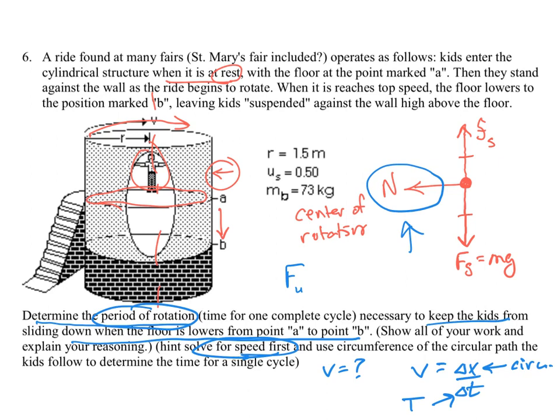Since the unbalanced force is the normal force, that's equal to m times a_c. You know what a term for a_c is. Use this equation to figure out what the velocity is of the person on the ride, and then let's figure out what that period is. Okay. Hopefully you guys can do that.